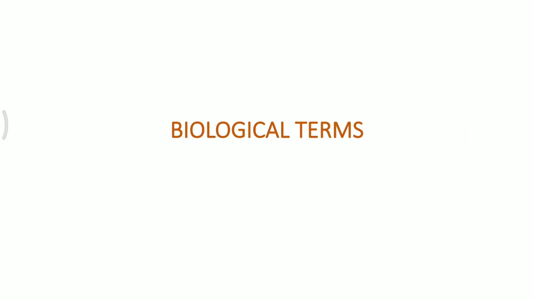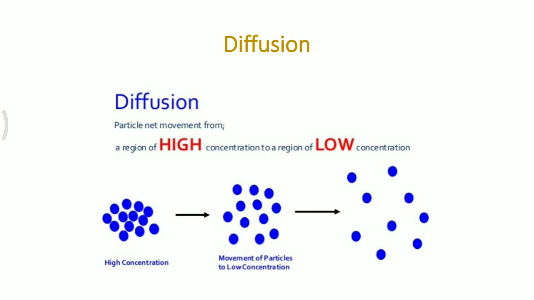Now, there are a few biological terms, and you all should learn about them. First is diffusion. Diffusion is the movement of not only water molecules, but solid or even gaseous substances from higher concentration to lower concentration. Wherever there is higher concentration and movement has to take place, it will always try to form equilibrium with the area which has lower concentration, and that's why the movement is always from higher to lower concentration.